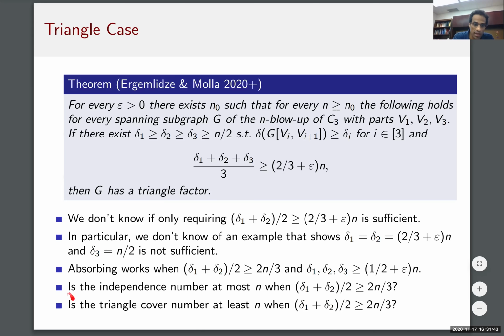Another thing you might try is to find a triangle cover that has size smaller than n. If you remember before, that immediately implies that you don't have a triangle factor. And we weren't able to do that either. Actually, we were able to prove that you can't do that. That the triangle cover number, so we'll get to that in a second. But let's first see this kind of trivial fact about the independence number.